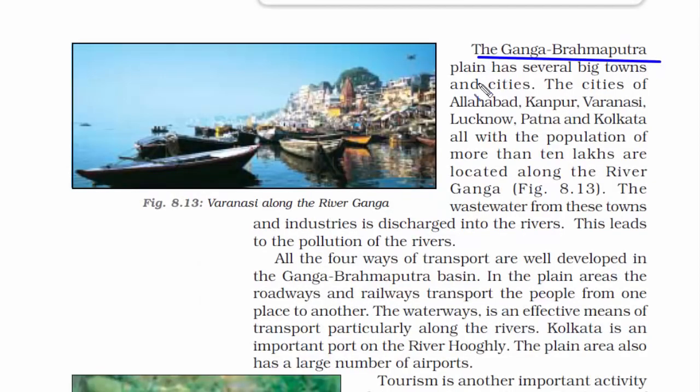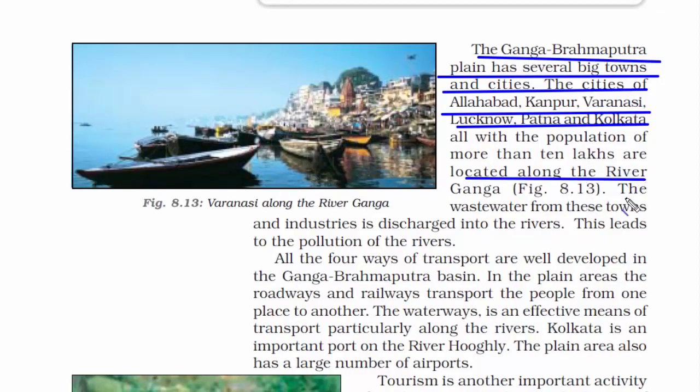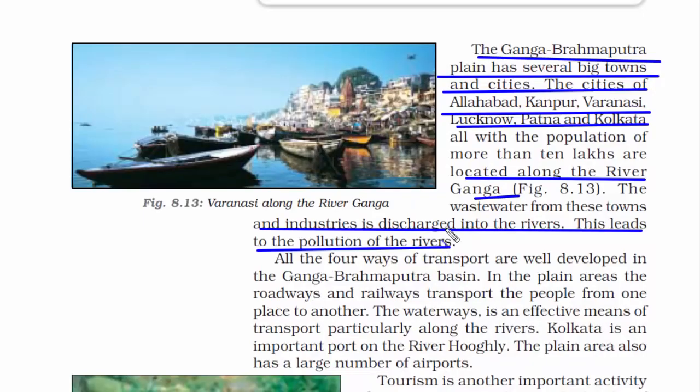The plains of Ganga Brahmaputra are heavily crowded by big towns and cities. The cities of Allahabad, Kanpur, Varanasi, Lucknow, Patna and Kolkata, they all are located along the river. The wastewater from these towns and industries is also discharged into the rivers. And this increases the pollution of the rivers.